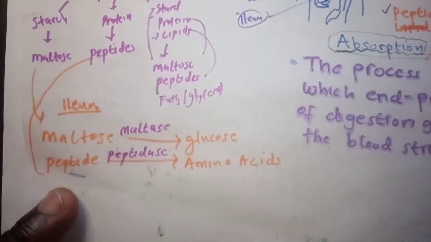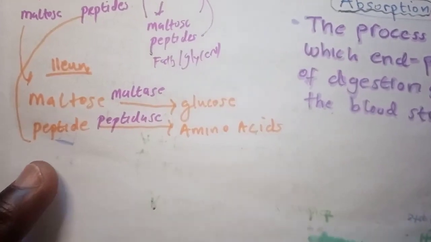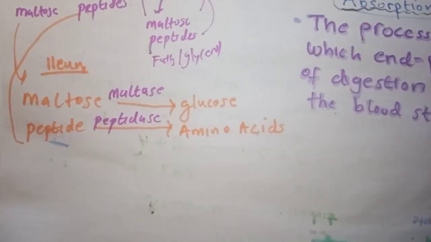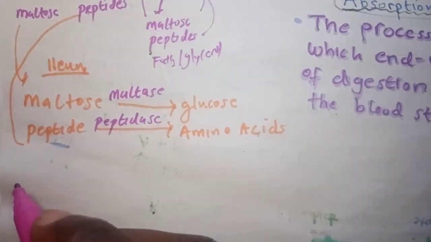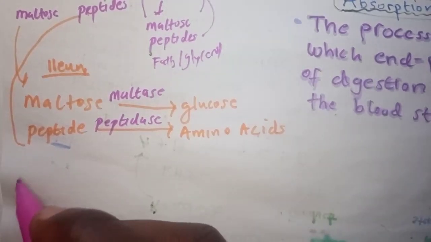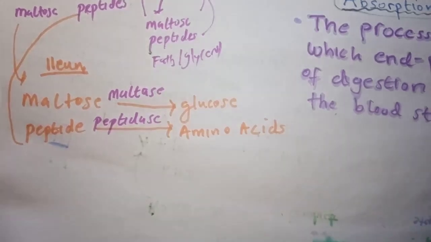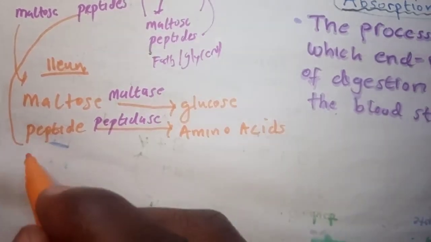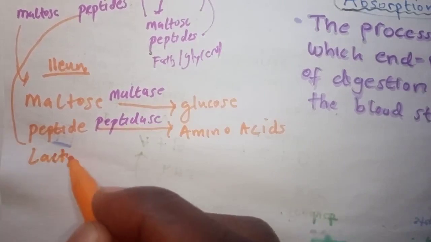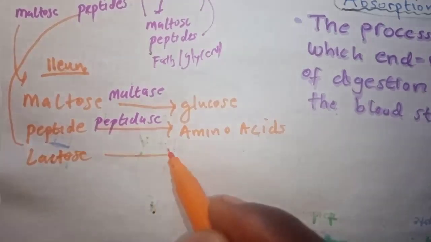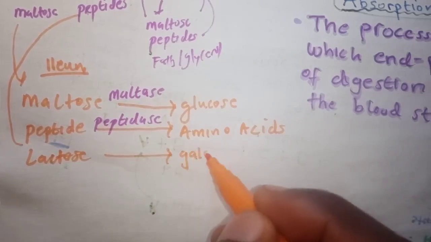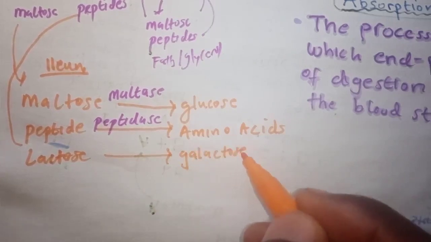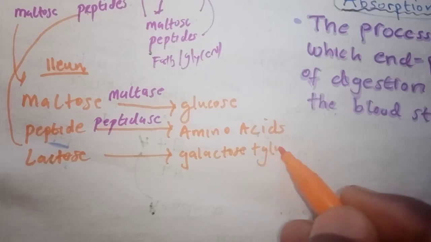Okay, so you have glucose and amino acids. Then you also have lactose. Lactose is broken down to galactose and glucose.